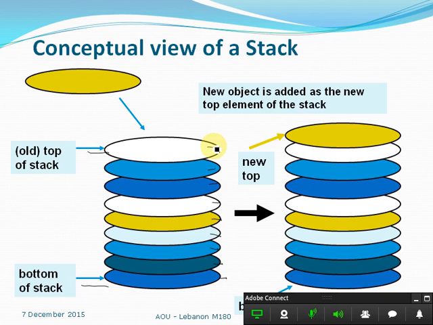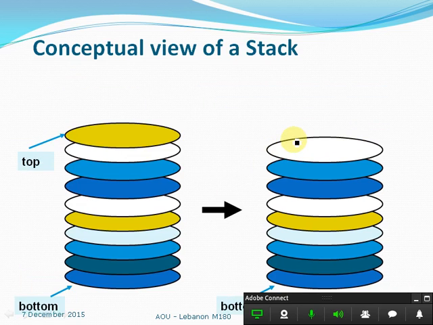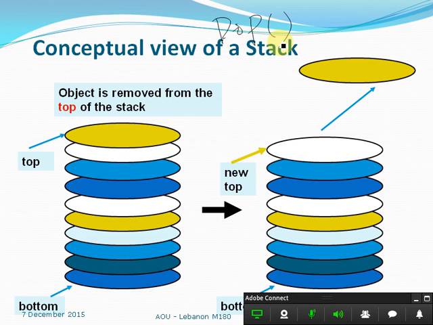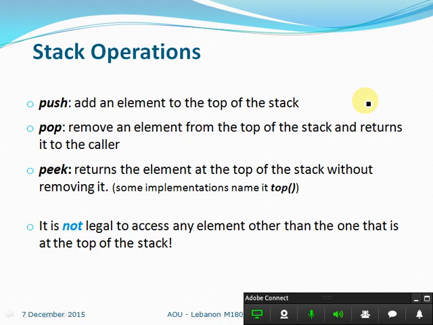So here a new top, the top pointer is updated to the new top. Now let us look into the conceptual view of the pop, that is removal, the pop function, that is removal of the top of the stack. If you want to remove the topmost object, then reduce the top by 1, and the topmost object is removed with a new top.